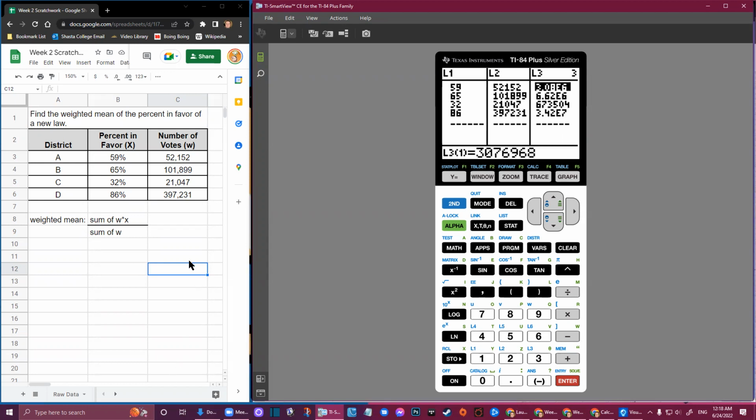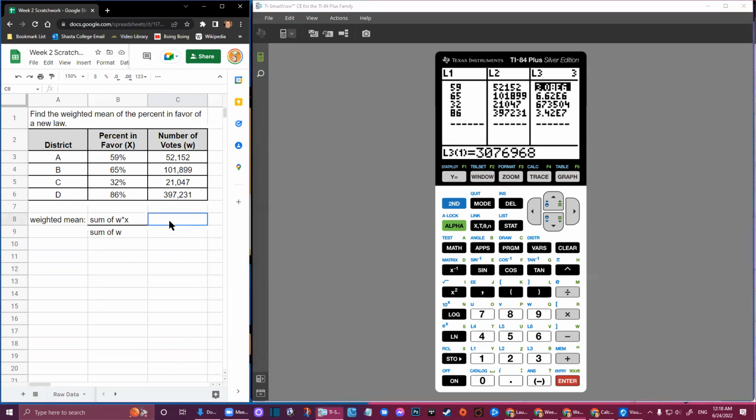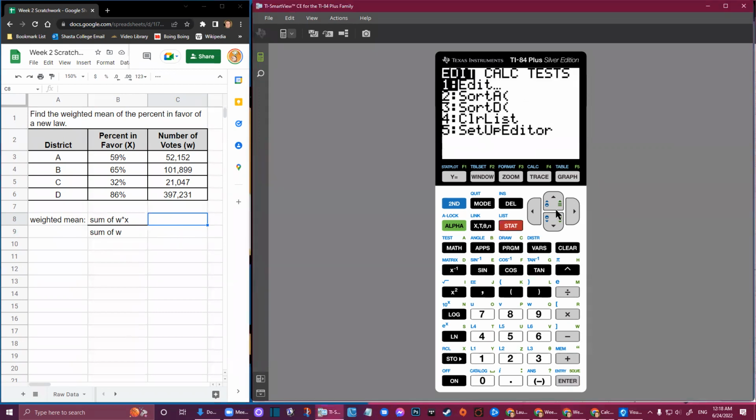All right, so we need two numbers. We need the sum of that third column, the X's times the weights, and we need the sum of that second column, just the sum of the weights. To find the sum of a list, we're going to run one-var stats. So I'm going to do this on L3 first to get the numerator of our fraction. I'm going to go stat, calc, one-var stats. I'm telling it that my weights times my data points are in list 3.